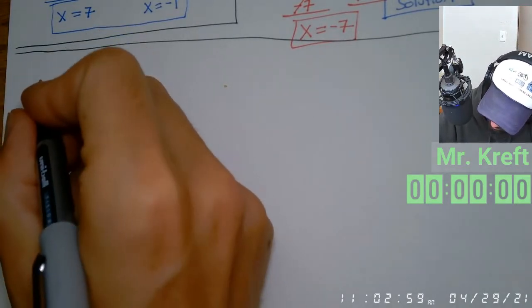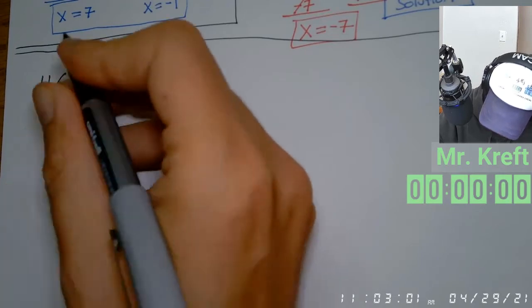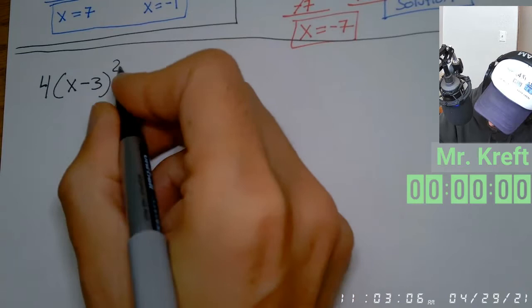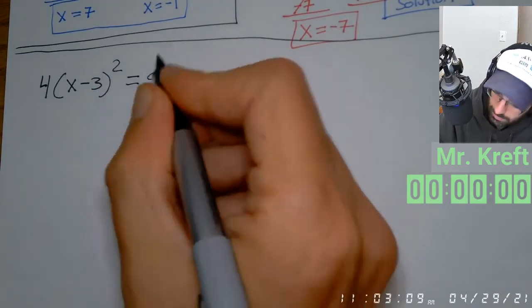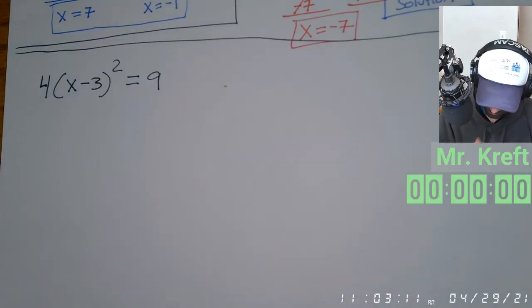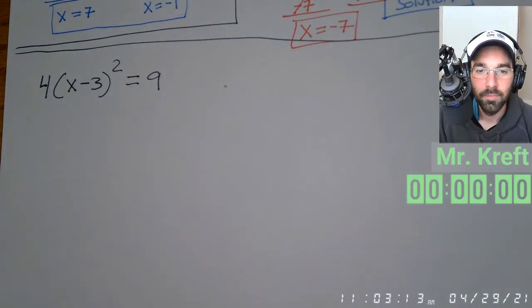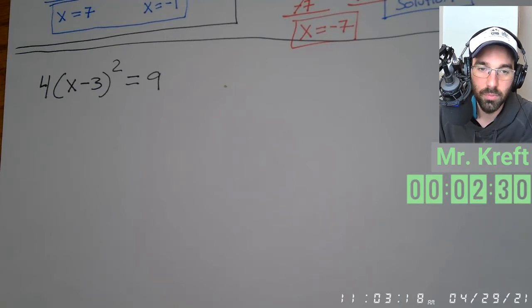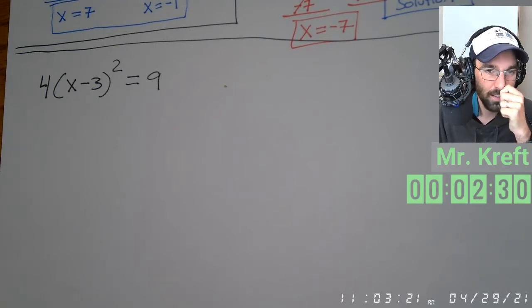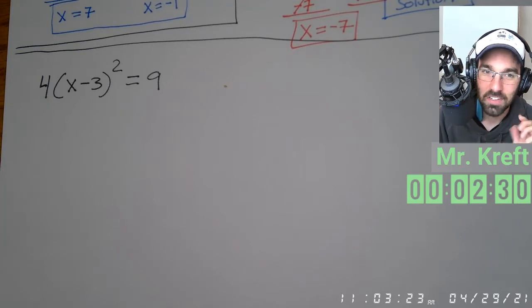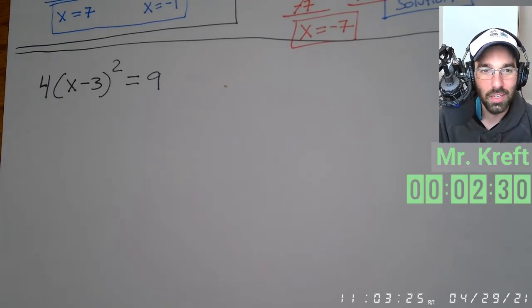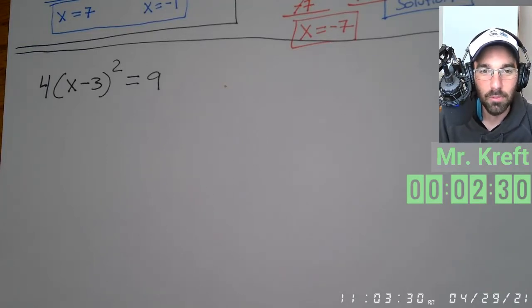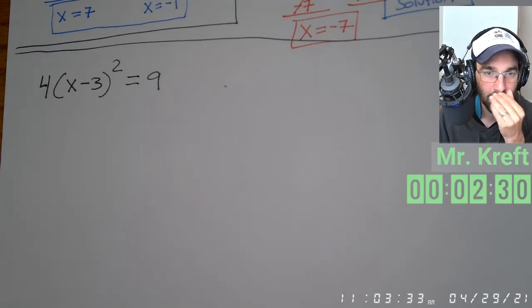So let's try another one. This one is going to be 4 times the quantity of x minus 3 quantity squared equals 9. I'm going to give you a little bit more time with this. I'm going to give you 2 minutes and 30 seconds because, hint, hint, there's a fraction in here, and fractions are totally okay. We did that with 2 problems in the warm-up. So let's give it a shot now here as well.